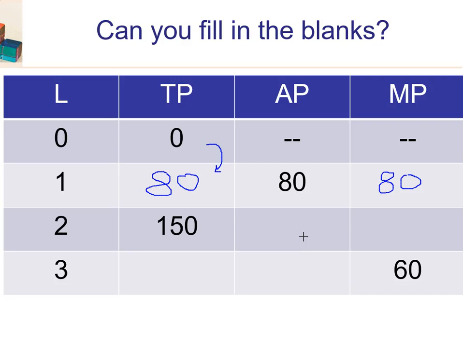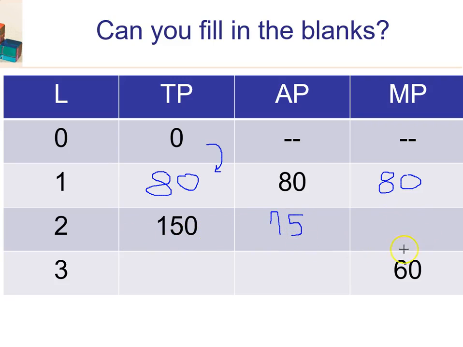Okay, so hopefully you paused your video, and now we're back. What's the average productivity right here of our second worker? Well, your total output's 150. You've got two workers, so take your 150 and divide by 2. That will give you your average of 75.